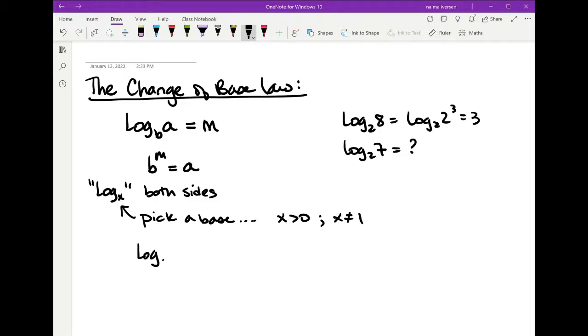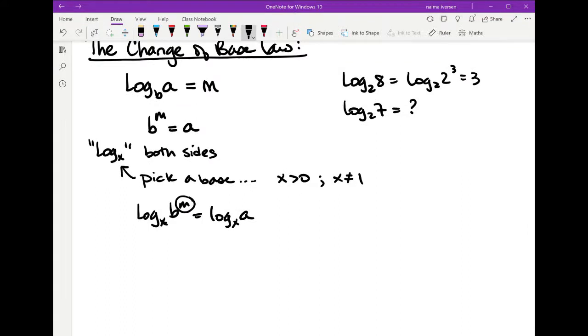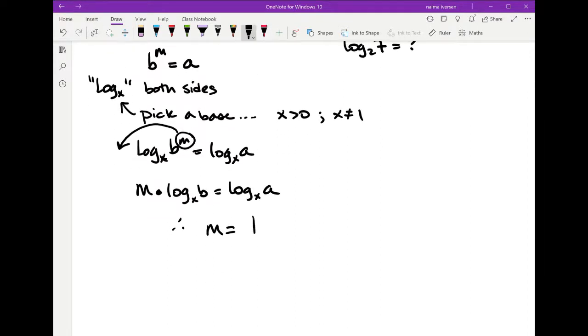And what I get is log base x of b to the power of m is equal to log base x of a. Now this exponent, as we learned with that other rule, comes down in front and I get m times log base x of b is equal to log base x of a. And therefore, if I divide both sides by log base x of b, I get the m by itself. I get this little guy over here. So what that tells me is something called the change of base law. And what this does is it literally changes the base into what you want it to be.